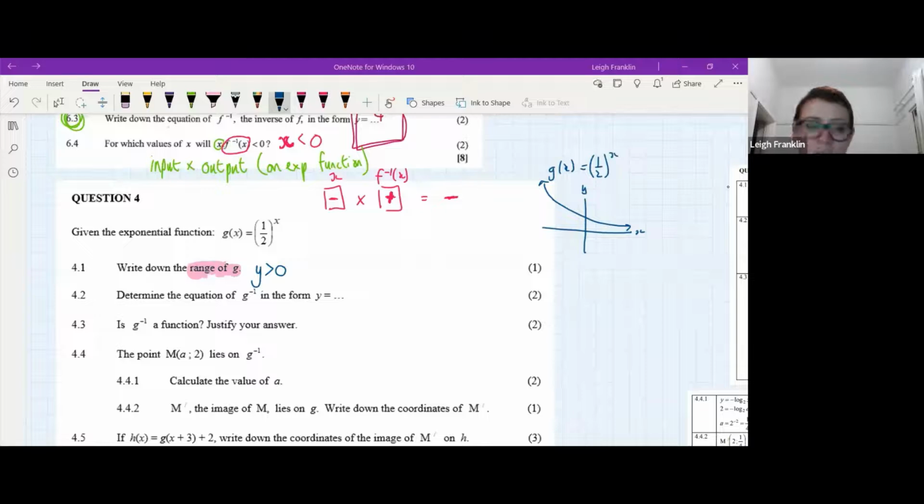Now they jump straight into: determine the equation of g inverse in the form y equals. Again, if you've studied this, you could just write your answer down. You're going to get full marks for writing down your answer. Anybody want to tell me what you think it should be?